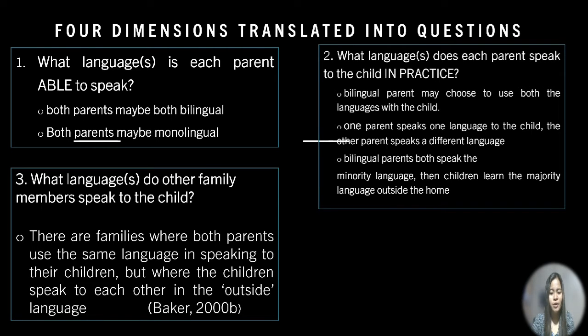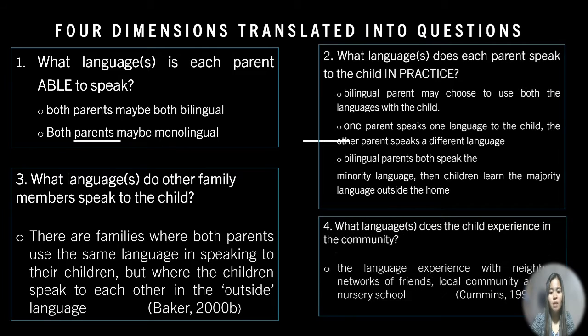The third dimension is: what language or languages do other family members speak to the child? According to Baker 2000, there are families where both parents use the same language in speaking to their children, but where the children speak to each other in the outside language. For example, parents speak their heritage language, such as Mandarin, to their children, but when the children speak to each other, they use the outside language, for example English. The outside language here refers to the language acquired in the street, at school, or playing with neighbors, which creates bilingualism in the child.